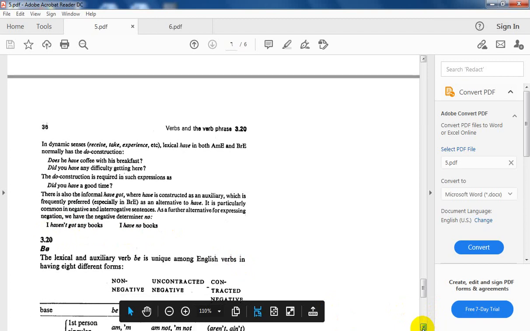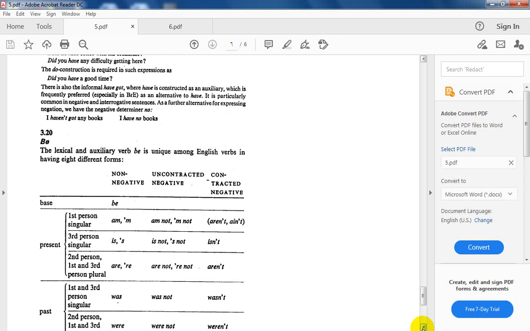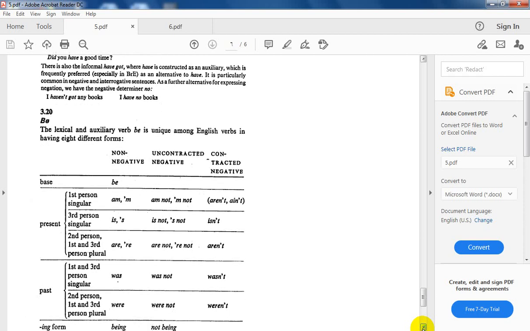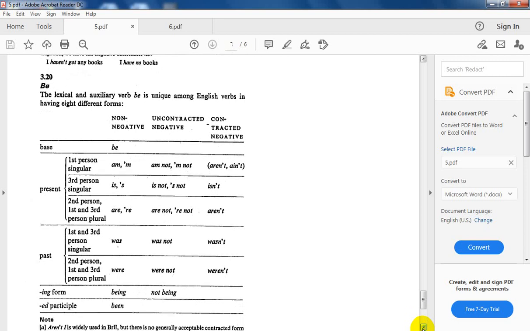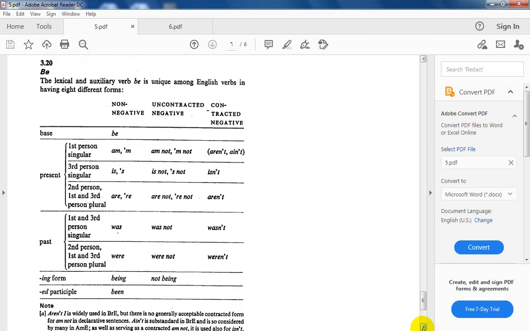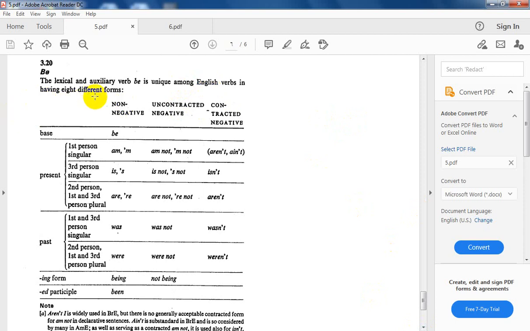What else? We have the third and the last category of the primary verbs, which is lexical or be verbs, اللي هو is, are, am, was. If you remember, be verbs is one of the verbs that can take 8 forms. By the way, do, have, be, both of them can function as auxiliary and lexical. So the lexical and auxiliary verb be is unique. Why unique? Because it is among English verbs in having 8 different forms.